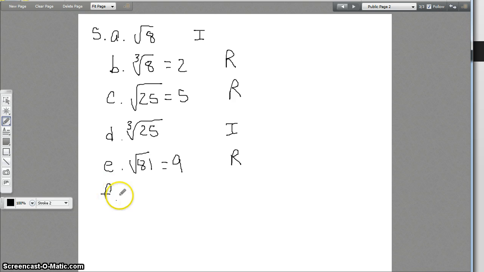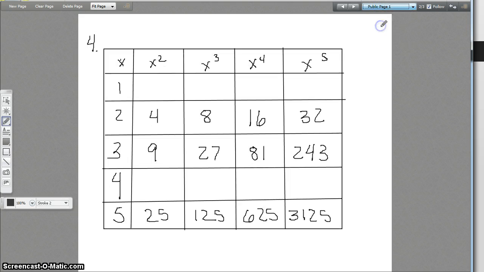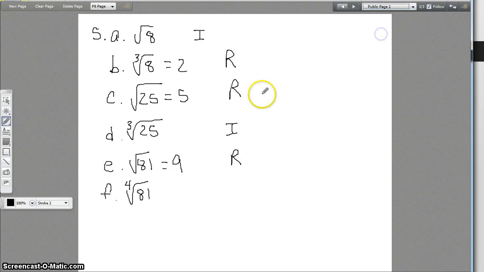For part F, we have the fourth root of 81. So now we go back and we look in our x to the fourth column, and there we see 81 is the fourth power of 3. So that means that the fourth root of 81 must be 3, and that is a rational number. Actually, it's 3 or positive 3, but we can just write the positive one because in this textbook, when it just gives you this form, they want the biggest one.